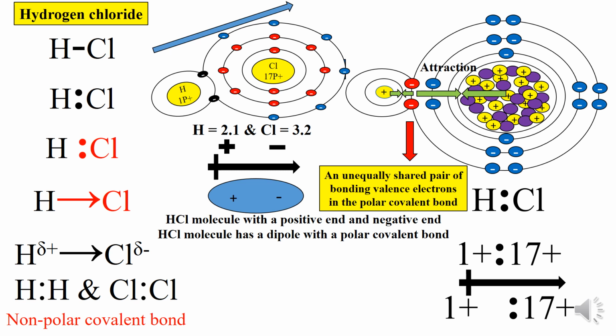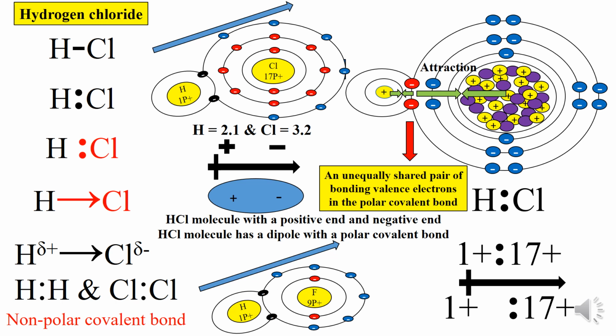Now the shared pair is not lost, it is there, but it is unequally shared. It is more towards the chlorine atom. And this is the reason why chlorine is more electronegative than hydrogen in the hydrogen chloride molecule. It has a stronger hold. The chlorine atom has a stronger hold over the shared pair of electrons.